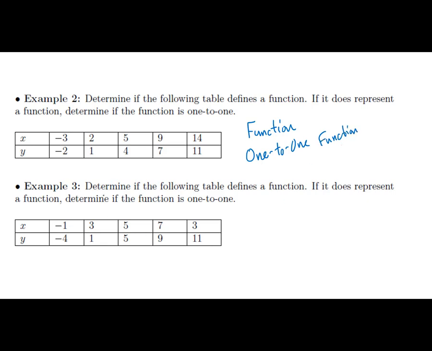Now in example 3, we look through here and we have to be careful. Notice that 3 is listed twice. So we've got the input of 3 going to an output of 1, but then we also have the input of 3 going to an output of 11.